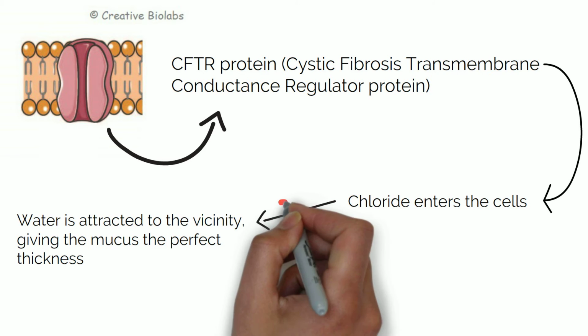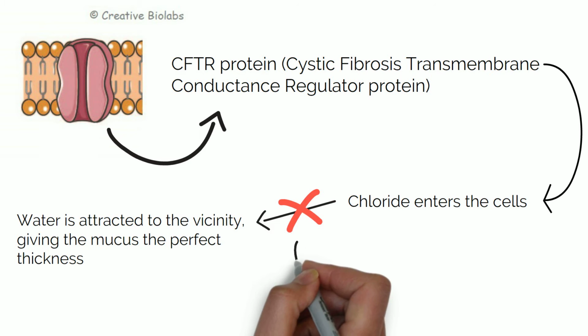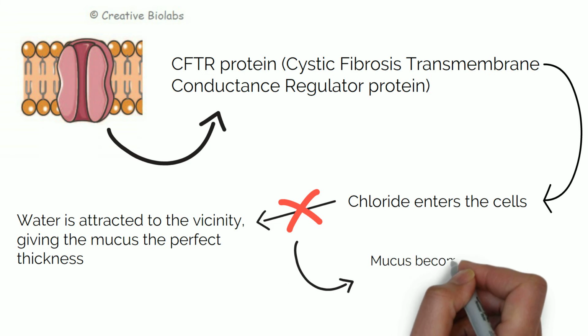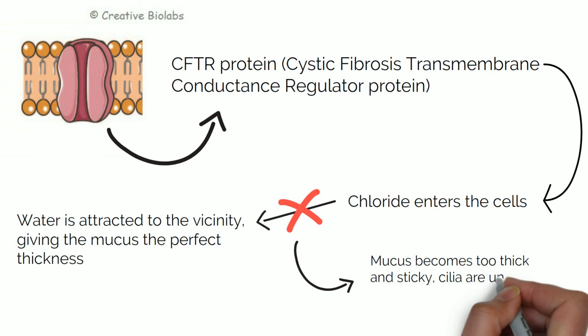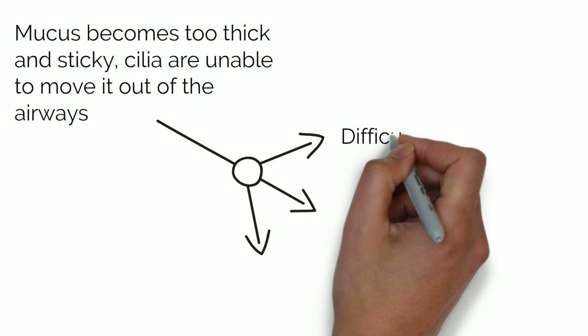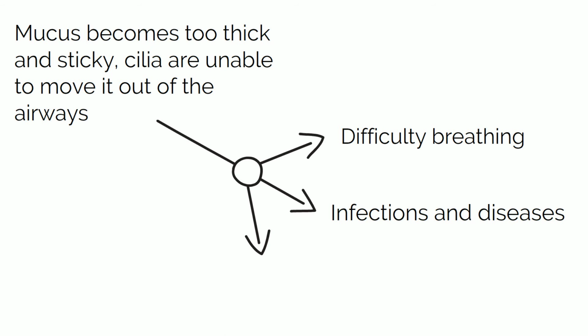However, in cystic fibrosis, that protein that transports the chloride ions into the lung cells is mutated, which means that it either does not work well, that the protein is produced in insufficient amounts, or that it isn't produced at all. This then leads to chloride becoming trapped inside the lung cells, which in turn does not attract water to the area, making the mucus very thick and sticky, which then means those hair-like cilia are unable to move the mucus away from the airways. As you can imagine, this then leads to difficulty breathing, to the accumulation of particles and germs in the airways, which can give rise to a number of infections and diseases, and inflammation of the airways.